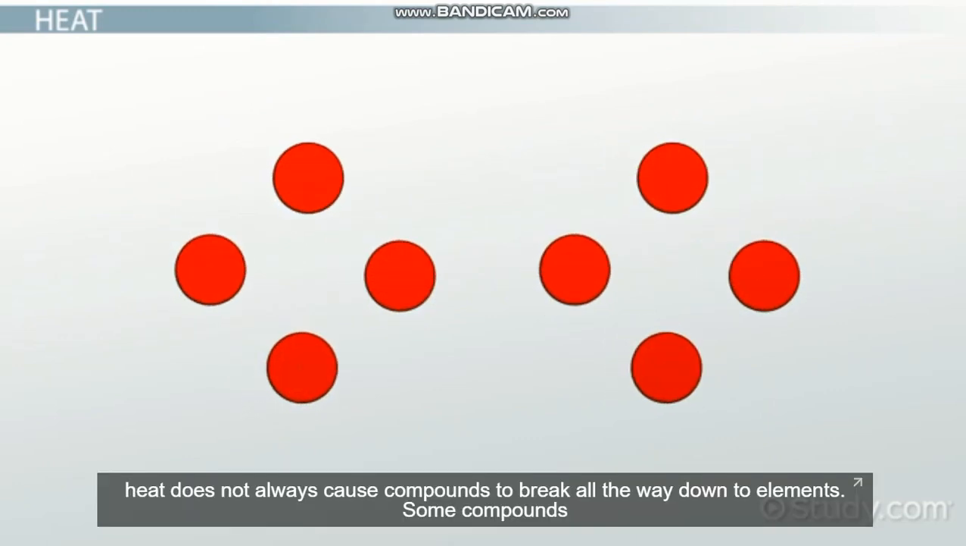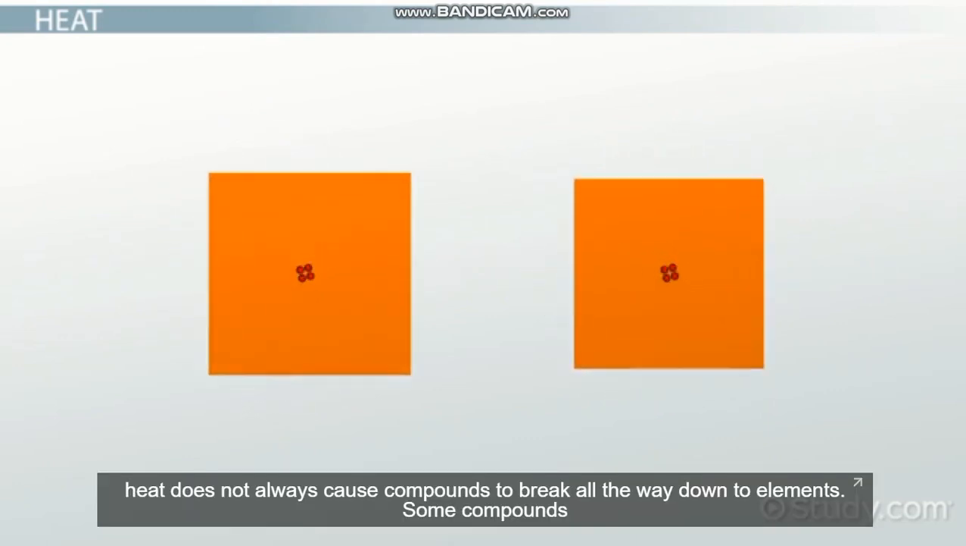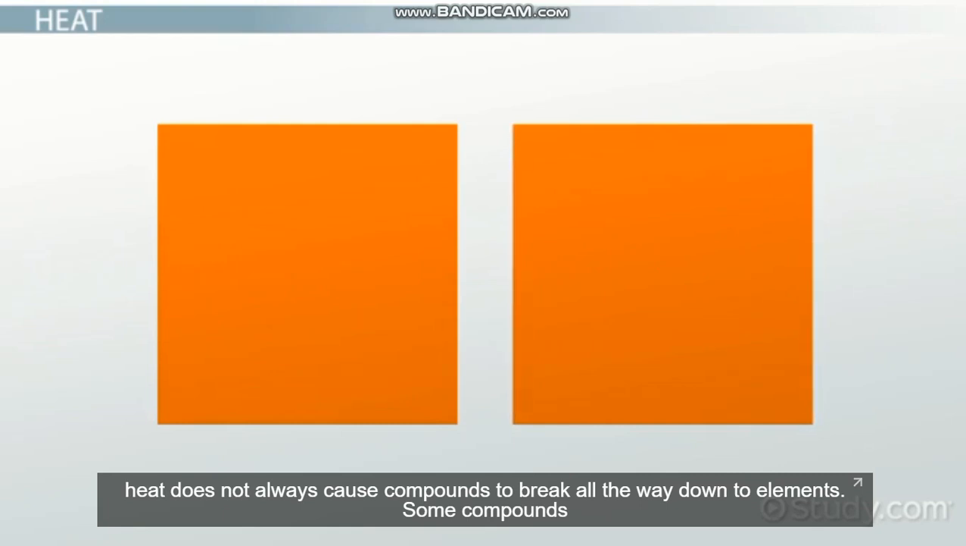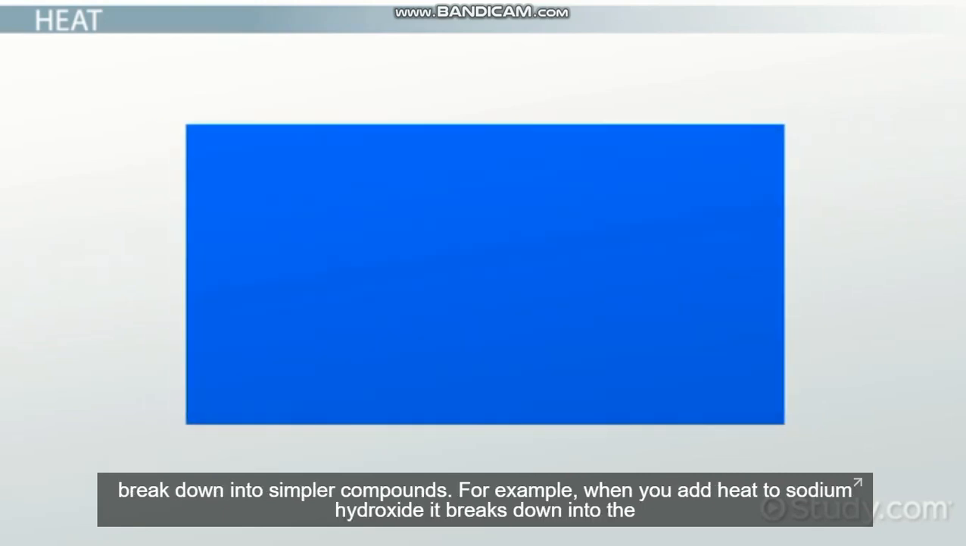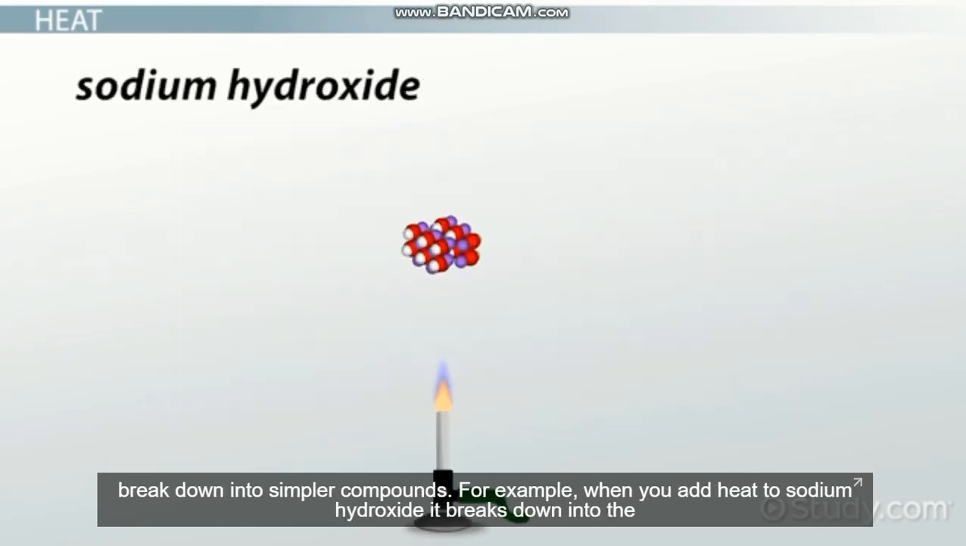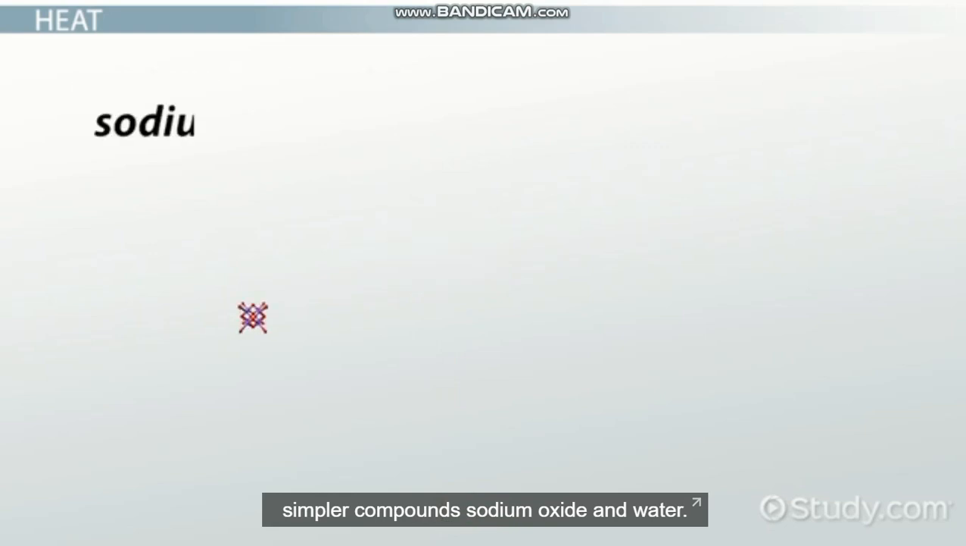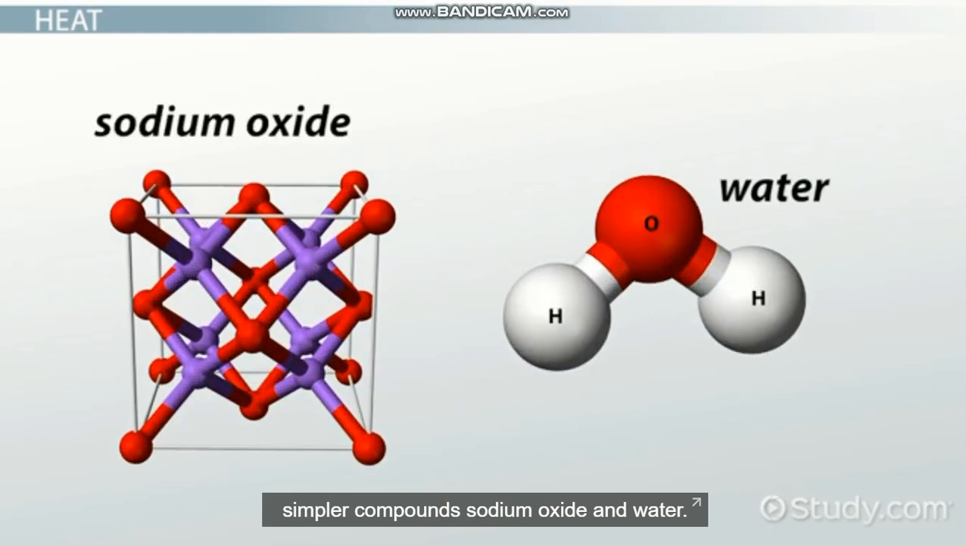However, heat does not always cause compounds to break all the way down to elements. Some compounds break down into simpler compounds. For example, when you add heat to sodium hydroxide, it breaks down into the simpler compounds sodium oxide and water.